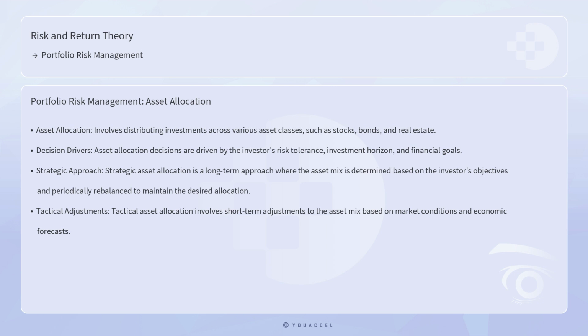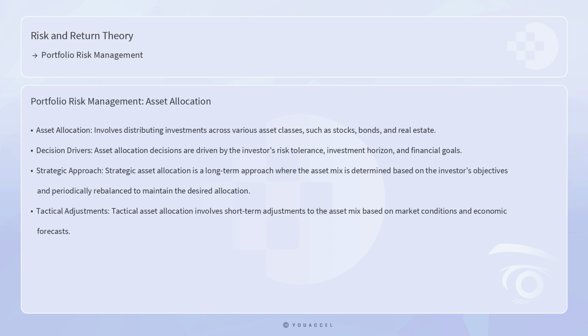Another critical aspect of portfolio risk management is asset allocation, which involves distributing investments across various asset classes, such as stocks, bonds, and real estate. Asset allocation decisions are driven by the investor's risk tolerance, investment horizon, and financial goals.